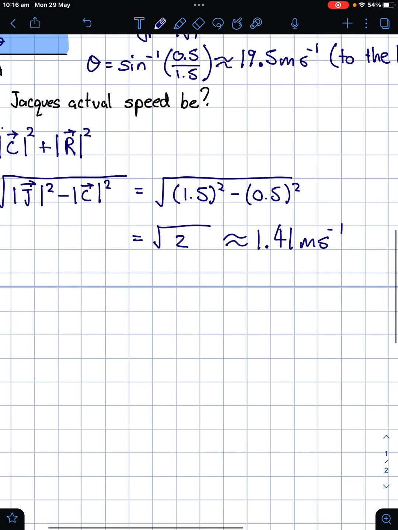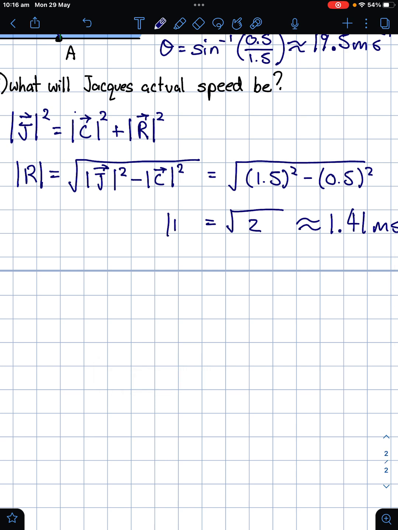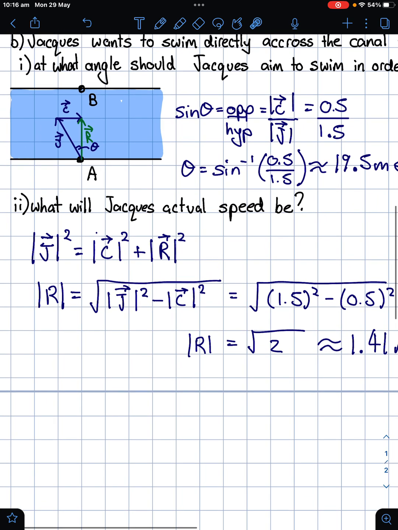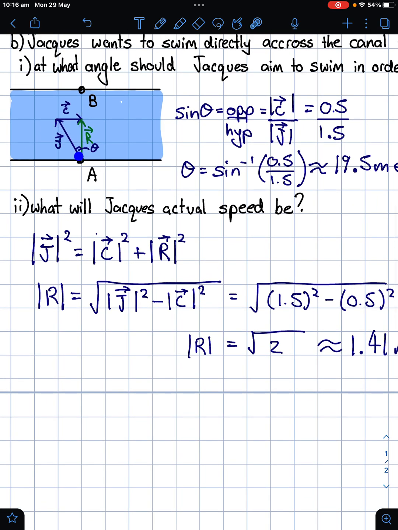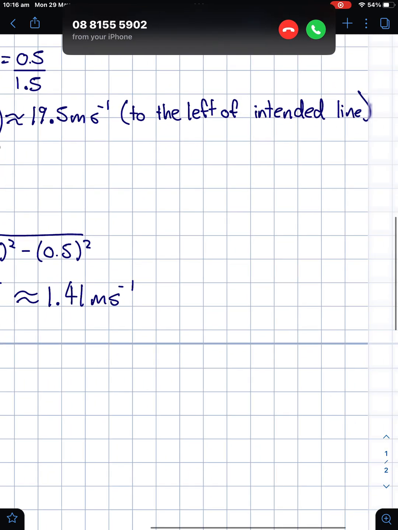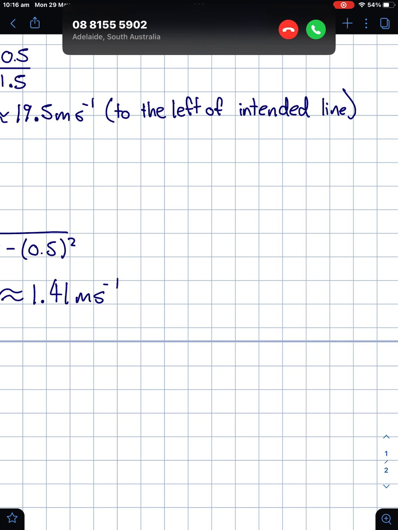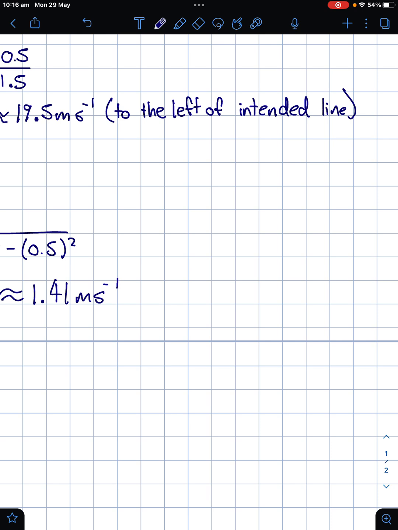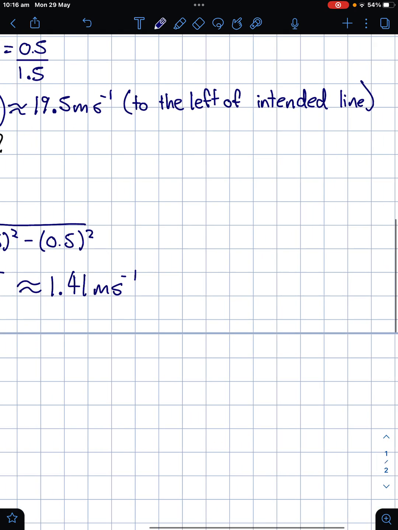And so that means, remember we're looking at the length of r here. It means that in this direction towards B, because he's actually swimming out this way, and the current's knocking him back, he's going to be going in that direction there. So that is the problem done.